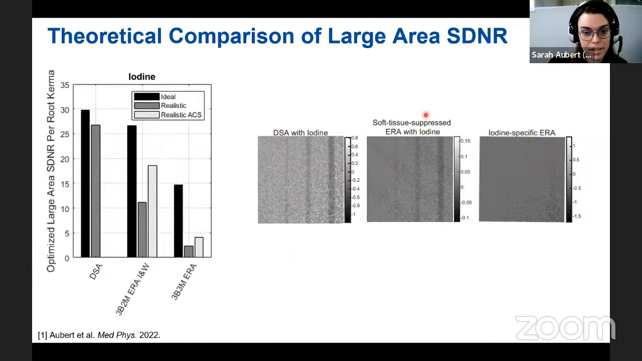On the other side of this, we can see some simulated images that show us the same thing. In our first one, we see our digital subtraction angiography approach, where we have 3 different vessels of iodine. In the middle, we see when we only remove soft tissue, so a 2-material decomposition, and our 3 iodine vessels. And on the far side, we see our iodine-specific image, where it is very difficult to see the vessels.